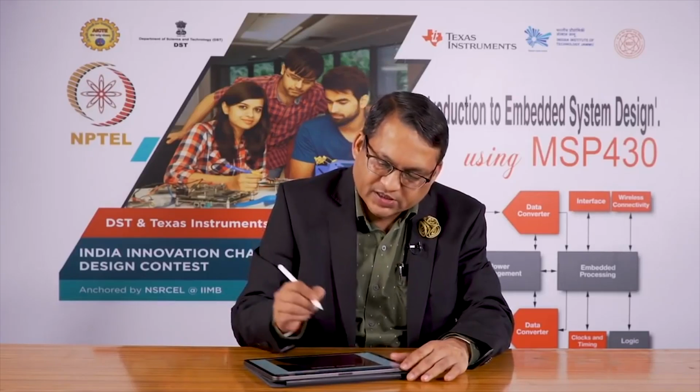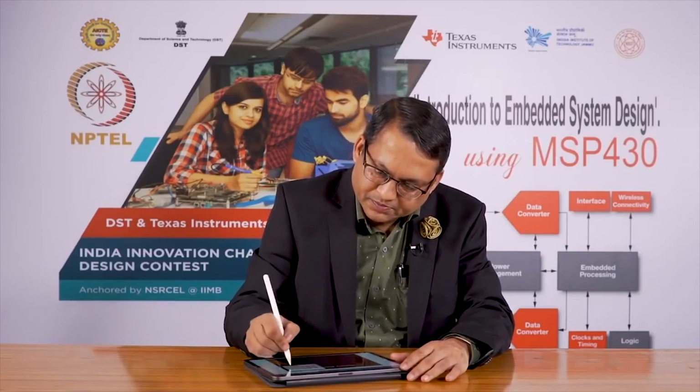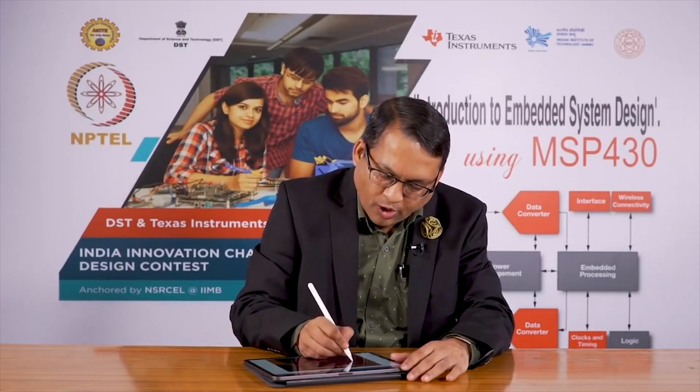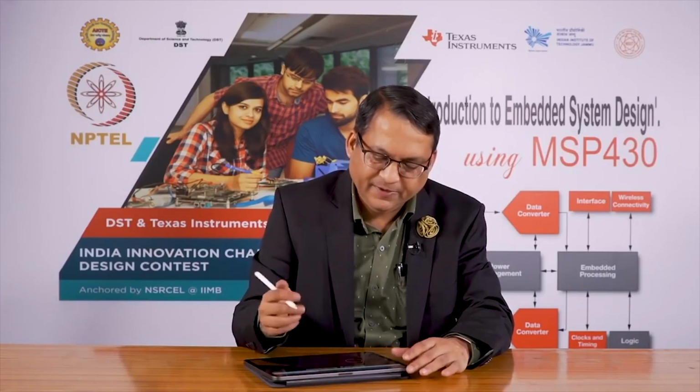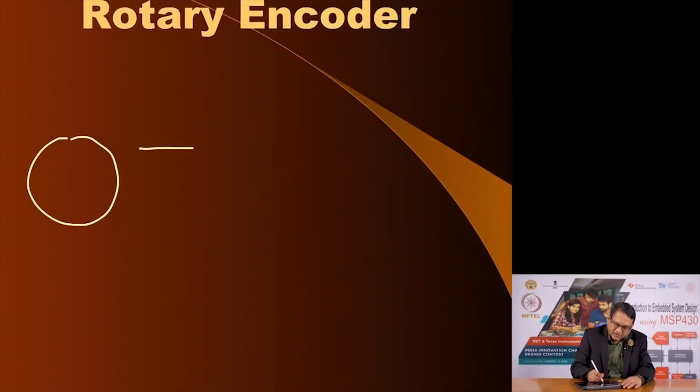Now, the next input device is a rotary encoder. What is a rotary encoder? Usually it is a knob, and this is how it looks physically, but electrically it has 4 pins. One of the pins is VCC, that means you have to connect it to VCC. Another is ground, and there are usually 2 outputs labeled A and B.